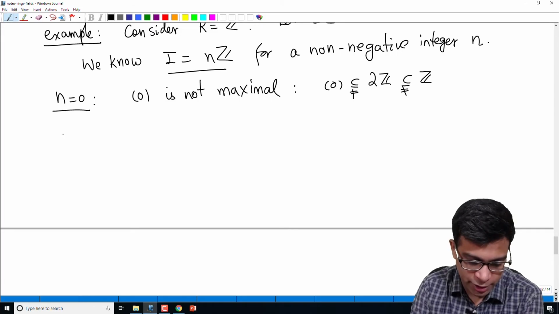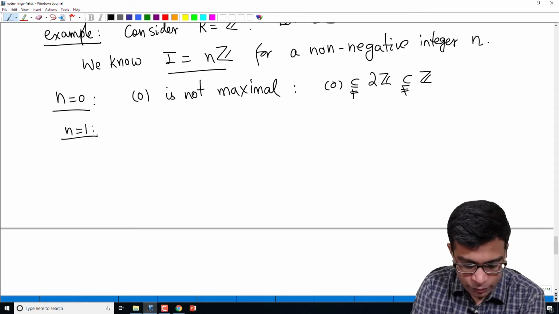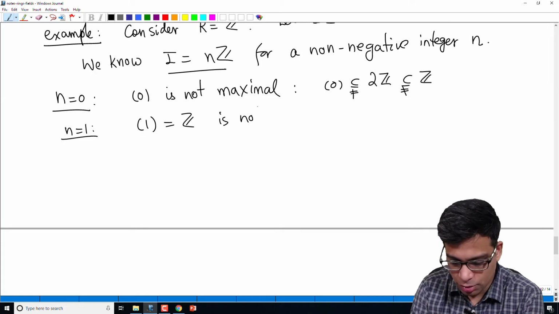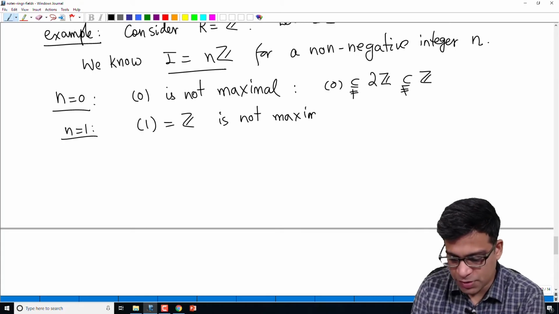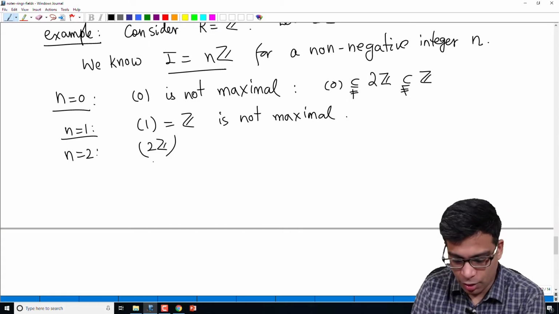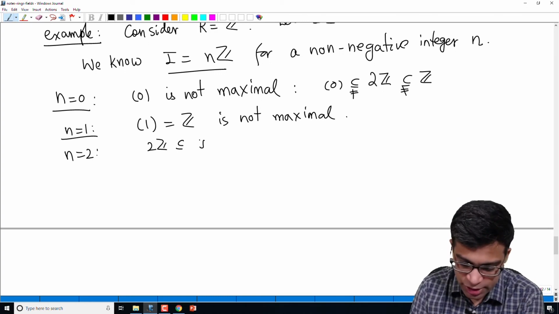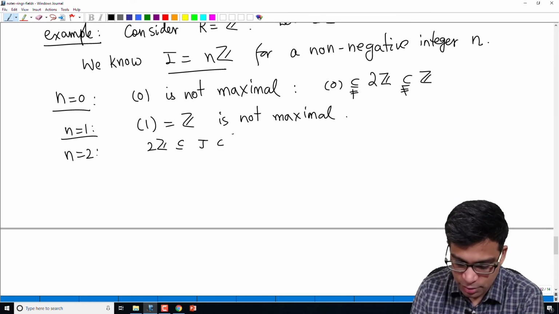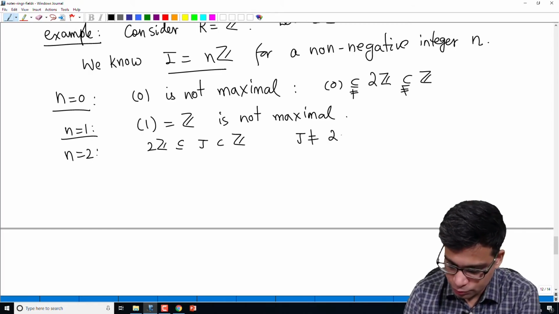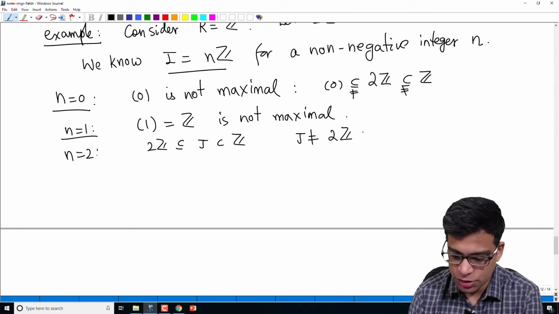Now suppose, on the other hand, n equal to 1. Then we have the ideal generated by 1, which is Z. Of course, by definition, this is not maximal. Maximal ideals are proper ideals. What about n equal to 2? 2Z. Now this is interesting. Is 2Z maximal? Let's suppose that 2Z is contained in J, contained in Z, and suppose that J is not equal to 2Z. If it is equal to 2Z, then of course we don't get any information.